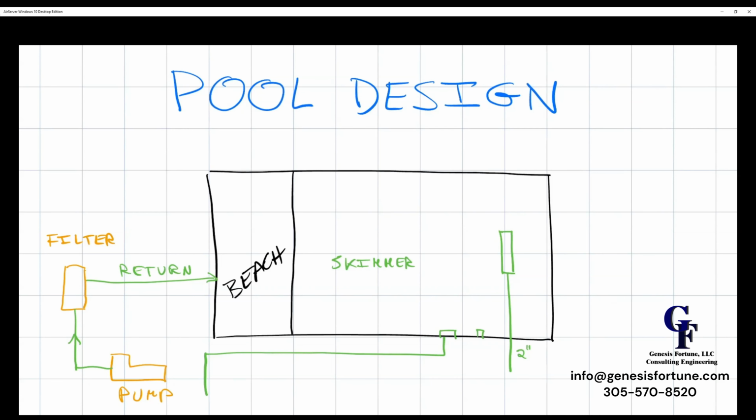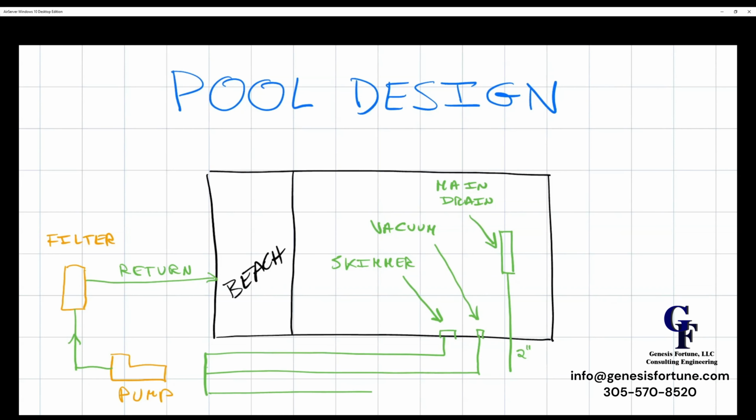And let me add vacuum. So this is the vacuum. This is the skimmer. And this is the main drain. The three of them are connected more or less like this, and all of them going into the pump.